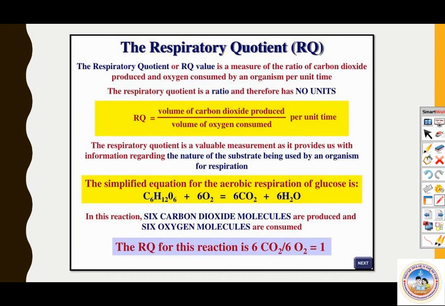What are they saying here? How much carbon dioxide is produced, relative to the volume of oxygen consumed. Am I clear to you? Keep this in mind, and usually there are no units for the respiratory quotient. So let's start. RQ is the volume of carbon dioxide produced by the volume of oxygen consumed.